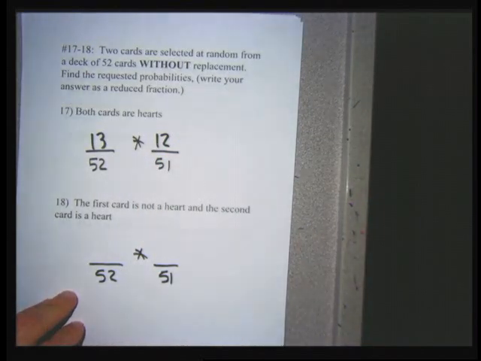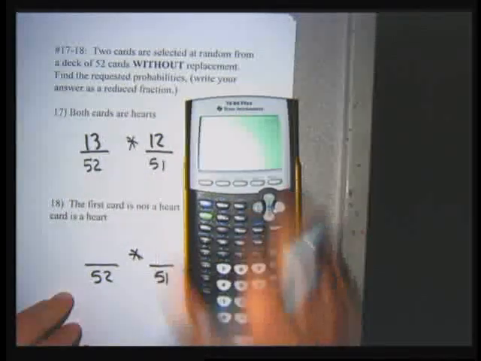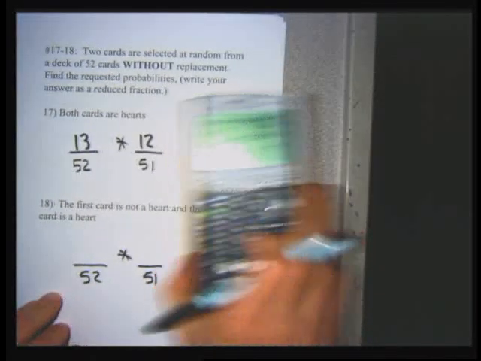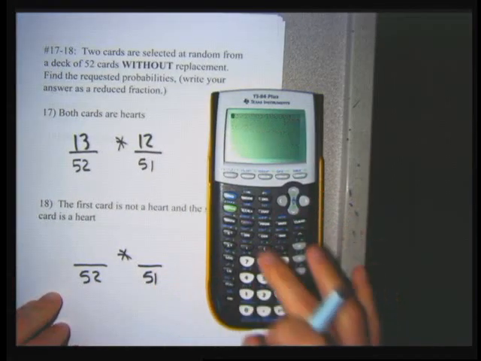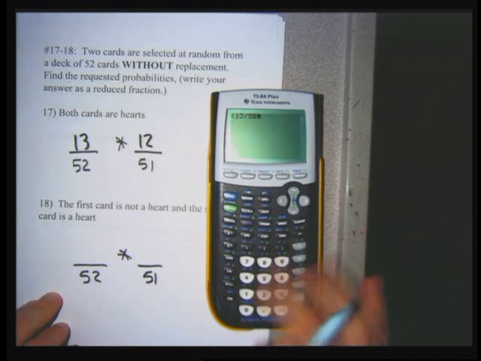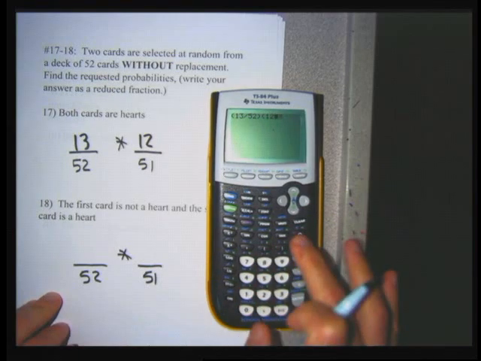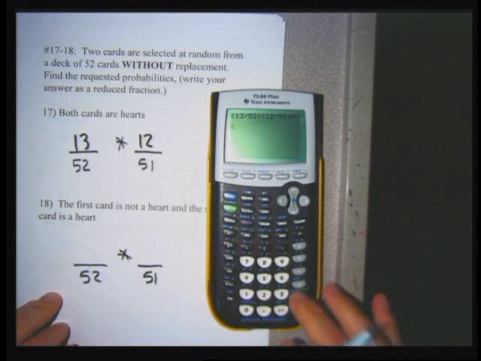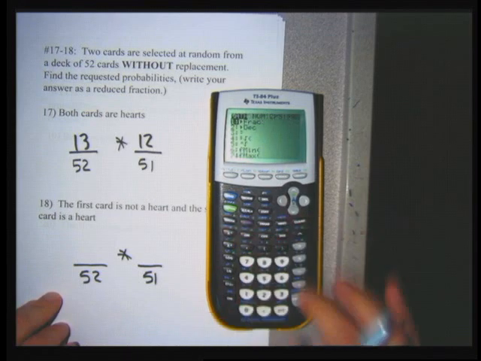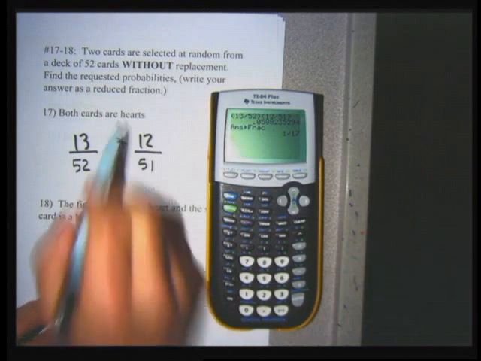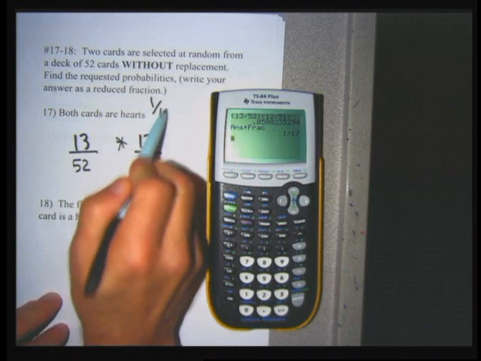Now I'm going to do these on my calculator straight up. So I'm going to go on, clear it out, parentheses 13 divided by 52, parentheses 12 divided by 51, enter, math, enter, enter. I'm going to get 1 in 17 for number 17.